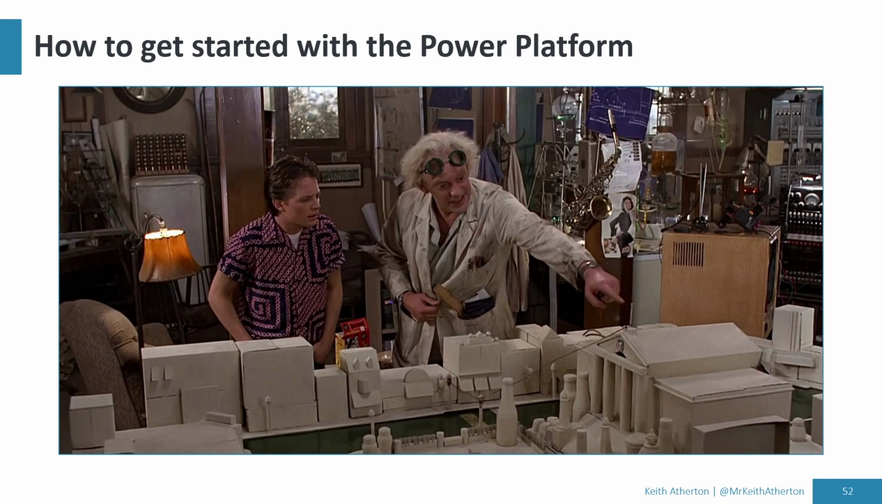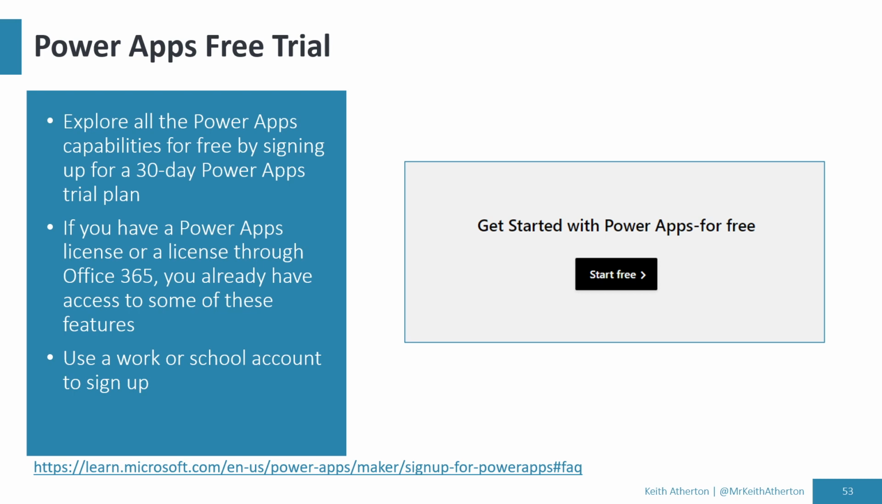So in terms of getting started with the Power Platform yourself, we'll look at a few options right here. So first up, you can get a free trial. You can get a 30-day Power Apps trial plan. Again, some of the other services have got their own free trials and options as well, but we'll just focus on Power Apps for the moment. Depending on the licensing, if you've got a license through Office 365, you've already got access to some of these features to try them. You do need to use a work or school account to sign up for this trial though.